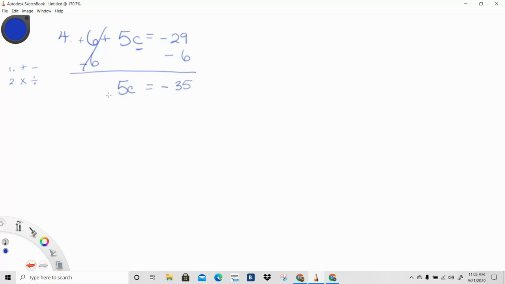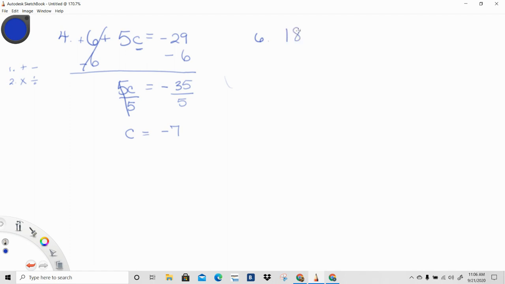Okay? Now, what else is being done to our variable? Well, it's being multiplied by 5. The opposite of multiplying by 5 is dividing by 5. So to undo that multiplication, we're going to divide, again, both sides by 5. These 5's cancel out and leave us with just c. Negative 35 divided by 5 is negative 7. So that's number 4. Let's do another kind of basic two-step equation with number 6.